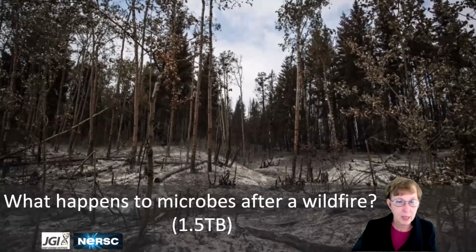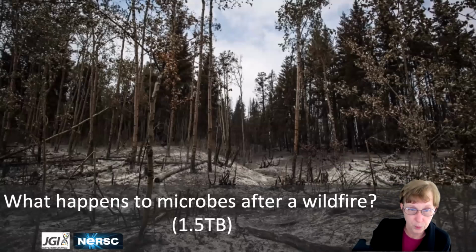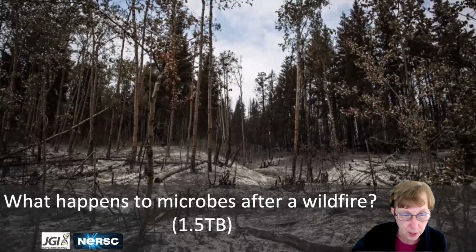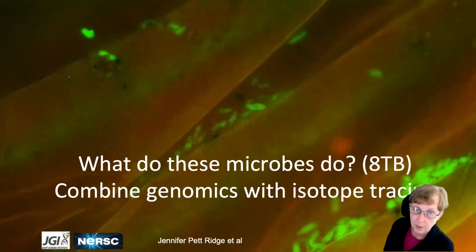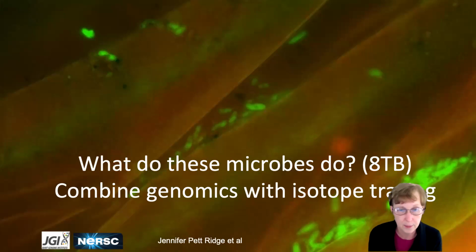And what are some of the kinds of scientific questions that people ask for these, and how big are the data sets? Well, this is a data set that people that use the Joint Genome Institute at Lawrence Berkeley Lab and the supercomputers at NERSC using our tools that I'll be talking about in terms of the algorithms have analyzed. The question is what happens to microbes after a wildfire? This is a 1.5 terabyte data set. Questions like what do these microbes do? And in this case, the scientists are using it with isotope tracing data, and that's an 8 terabyte data set.